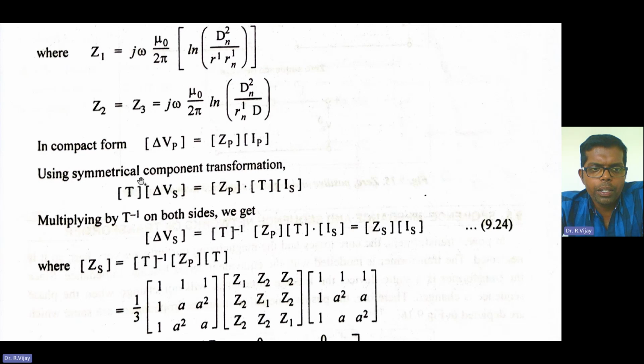So this is similarly for the symmetrical line, so the change in the voltage at the neutral with respect to the phase. You'll get an equation like this. You need to substitute what Z1, Z2 are like that. Next, by using the symmetrical component transformation, the same thing.